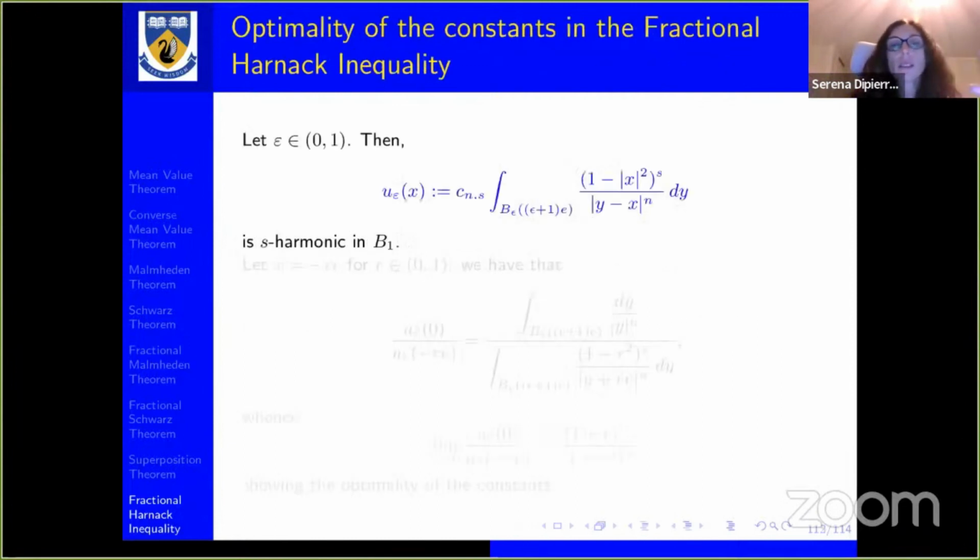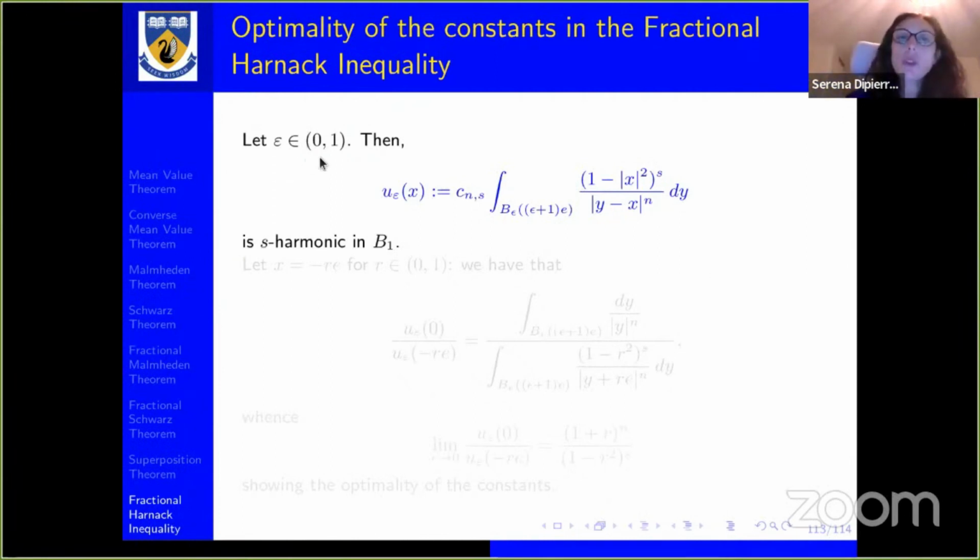Okay, and then really the last thing that you want to check is that the constants are optimal. I'm not sure this has been written somewhere explicitly, with an explicit example. So I want an explicit example for which the ratio between the value of the function at 2 points is exactly equal to one of the two constants.